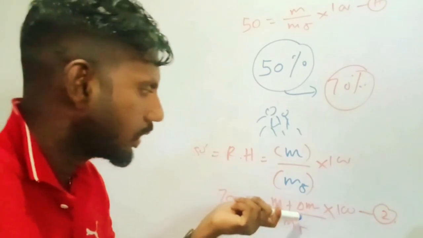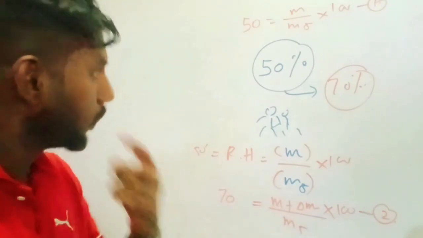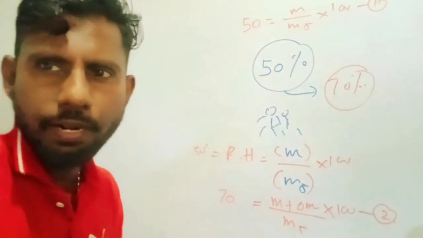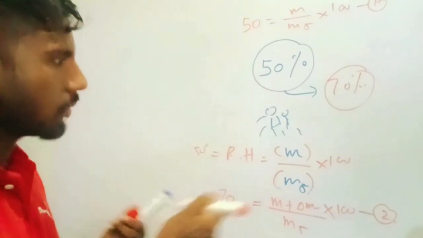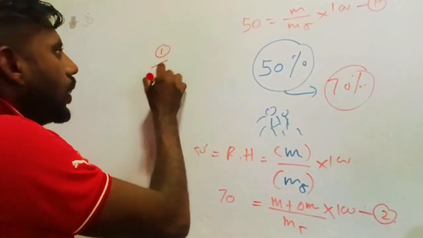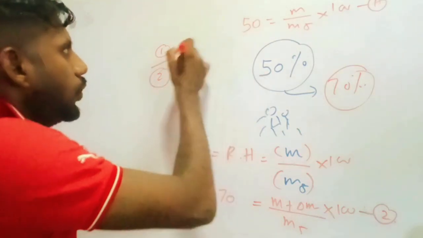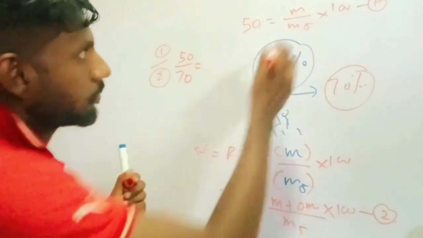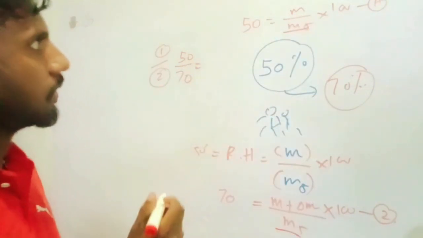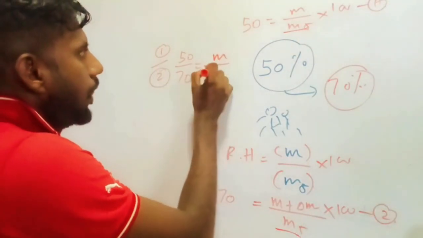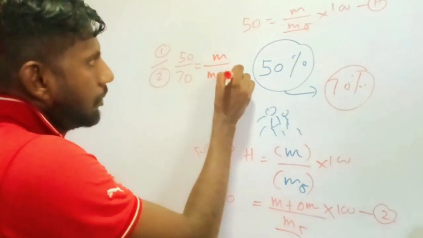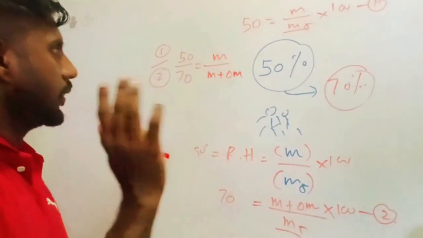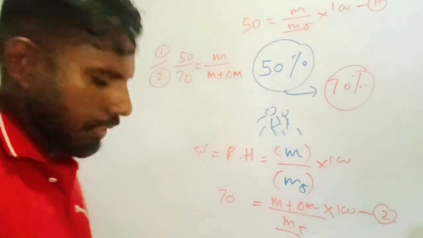What we need to find is this delta M value. What we can do is divide these two, so MS will cancel off and we might be able to find delta M. Let's divide the first equation by the second equation. First one divided by the second. So 50 over 70, MS cancel off. So M divided by M plus delta M, that's the only remaining one, right? So finding delta M is the thing here.